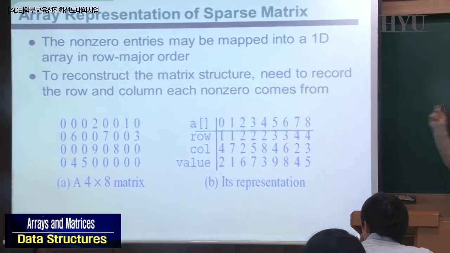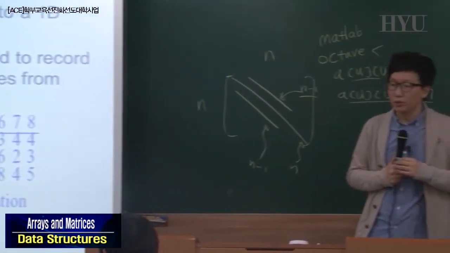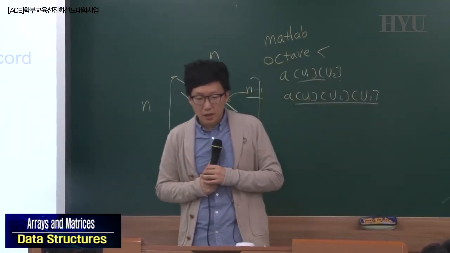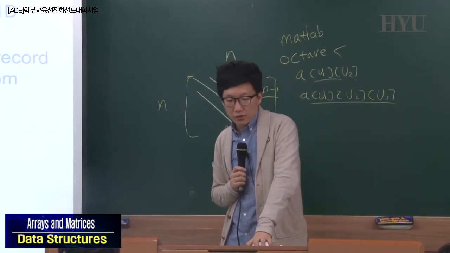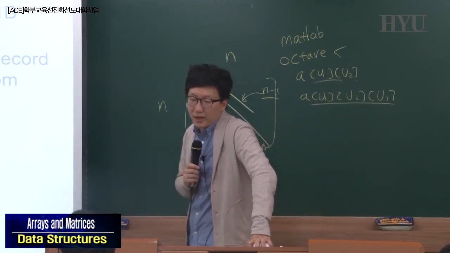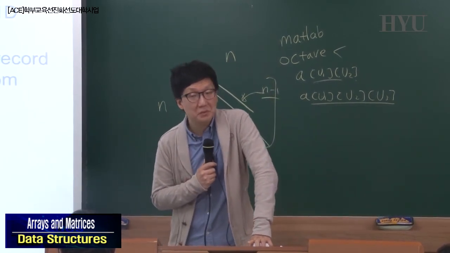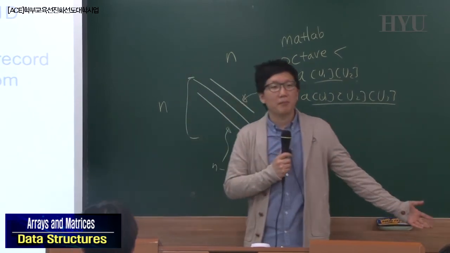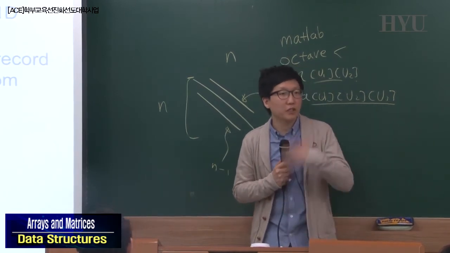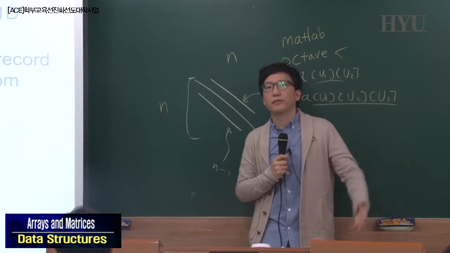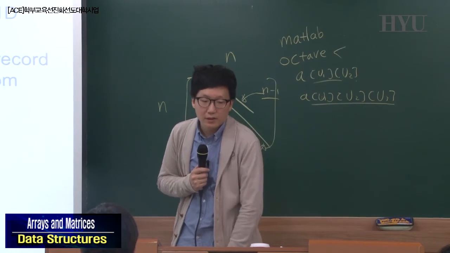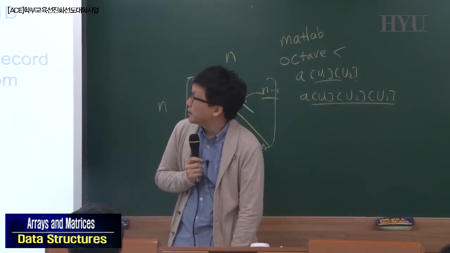Its representation, it should be that way. I mean, it's one of the suggestions that you can do. Non-zero elements may map into a 1D array in row major order. To reconstruct the matrix structure, we need a record of the row and column each non-zero comes from. So simply, I might need a separate array to store the row number and column number in order to reconstruct. Need to get it back from this. So that's one of the array representations of a sparse matrix.